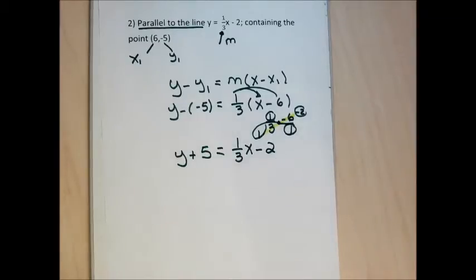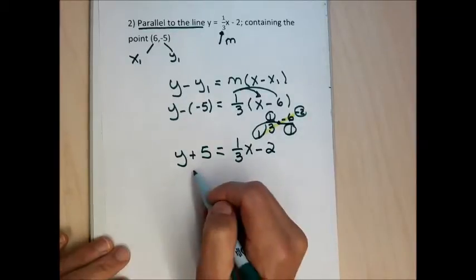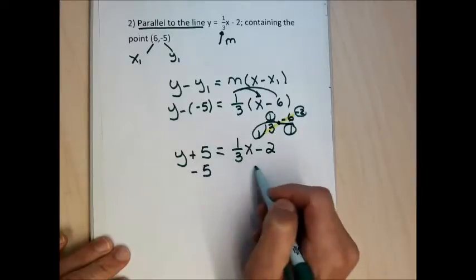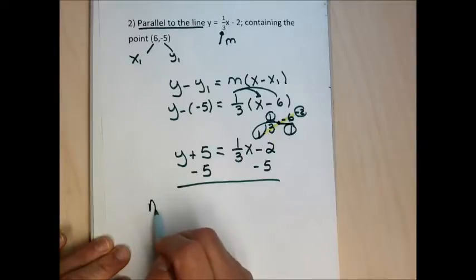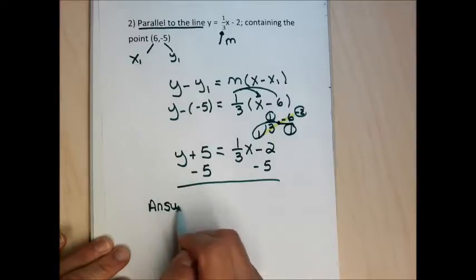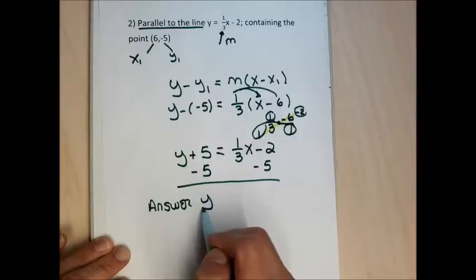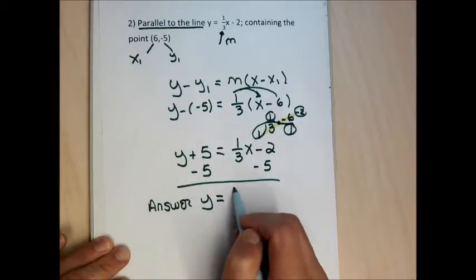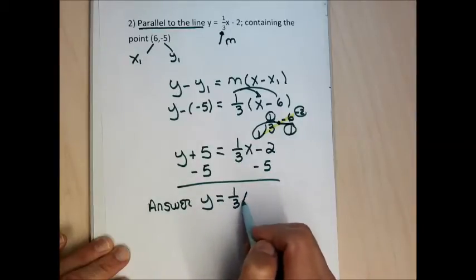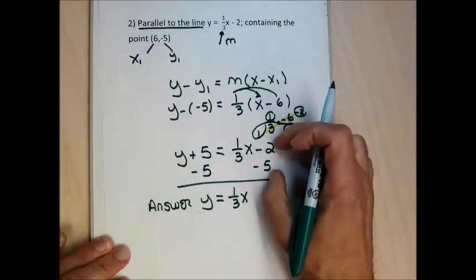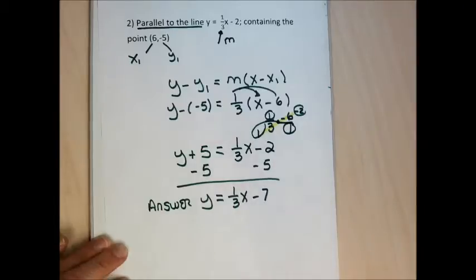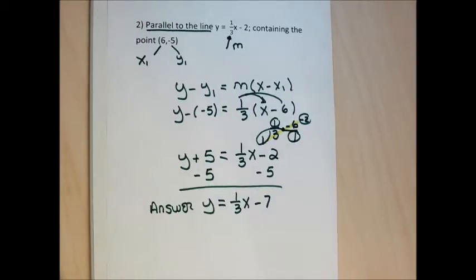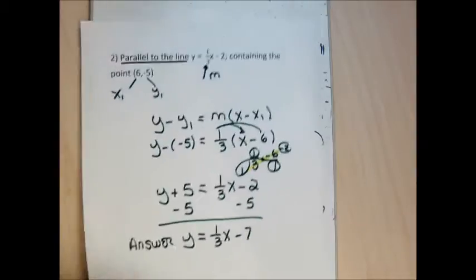I'm not done, but I'm done with the hard part. I got rid of the fraction. Now I just need to solve for y by subtracting 5 from both sides. On the left-hand side, I'm going to get the y when I subtract 5. On the right-hand side, the 1/3 x is going to stay. And on the right-hand side, since the numbers have the same signs, I add the numbers and keep the sign. And we'll get 1/3 x minus 7, or y equals 1/3 x minus 7. So that's one formula we need to know for the test.